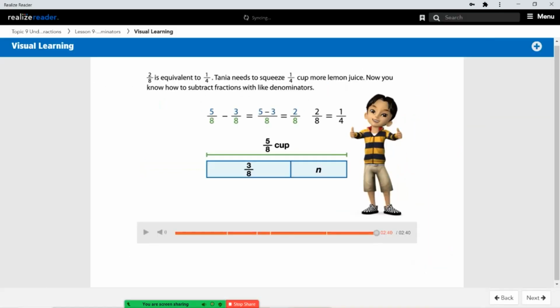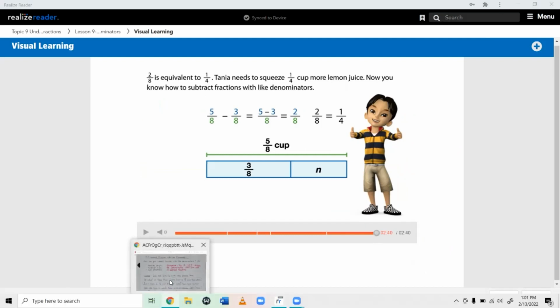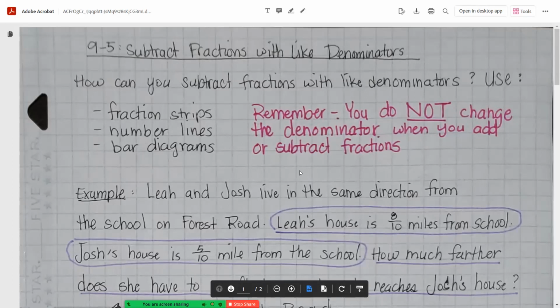All right, let's go ahead and jump into our notes and our guided practice. Now, our notes for today, 9-5, subtracting fractions with like denominators. How can you subtract fractions with like denominators? Well, you can use a fraction strip, number lines, or bar diagrams. Remember, you do not change the denominator when you're adding or subtracting fractions. Your denominator stays the same.